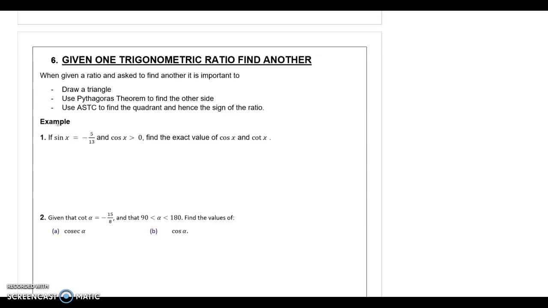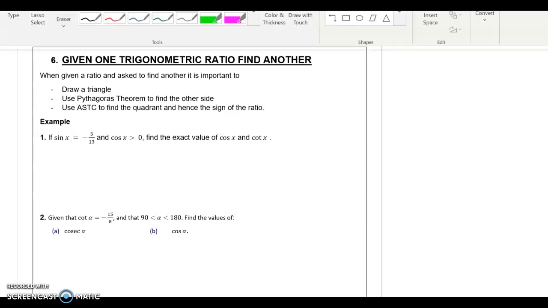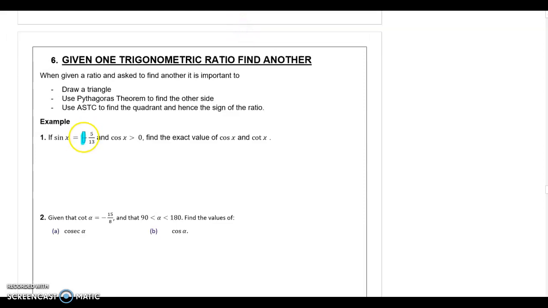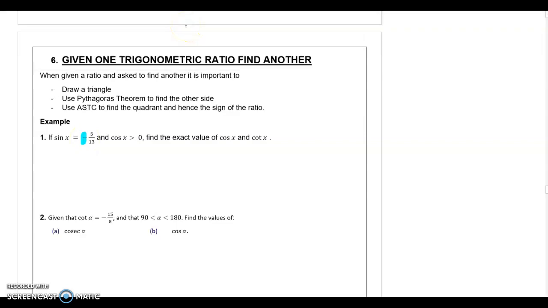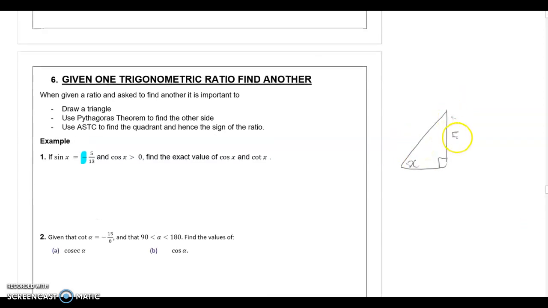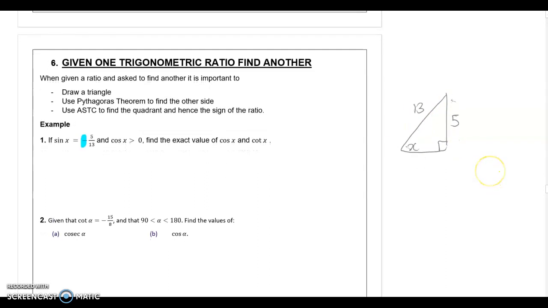We can draw ourselves a right angled triangle. I want you to start by ignoring that negative sign because that's not going to come into play just yet. We're going to look at sine of x is equal to 5 over 13 to start with. So let's go over here and draw ourselves that right angled triangle. Okay, we'll pop an x down there. Sine is opposite on hypotenuse. Opposite is 5, hypotenuse is 13. It's a right angled triangle, we know two sides, so straight up we can find that last side.